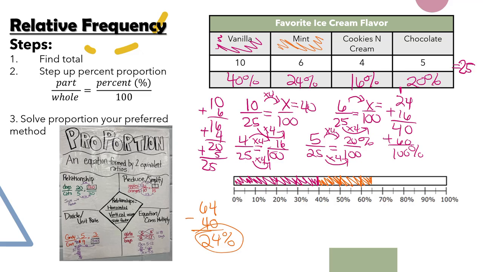Let's keep going. I can shade in my next one, which would be 16. I can simply go 64 plus 16, and so I need to stop at 80. Let me pick another color. My cookies and cream will be blue, and I need to stop at 80. And then my last one will be the rest, 20%. Let me pick one more color. That will be my chocolate.